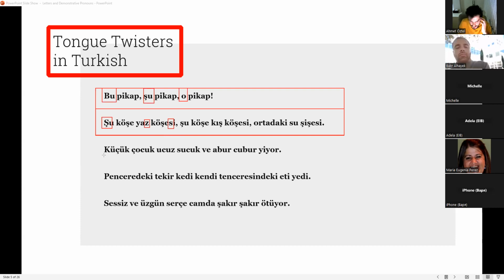And this one is, again, as I said, a made up tongue twister. Küçük çocuk ucuz sucuk ve abur cubur yiyor. Wow, it's a difficult one actually. Küçük çocuk ucuz sucuk ve abur cubur yiyor.